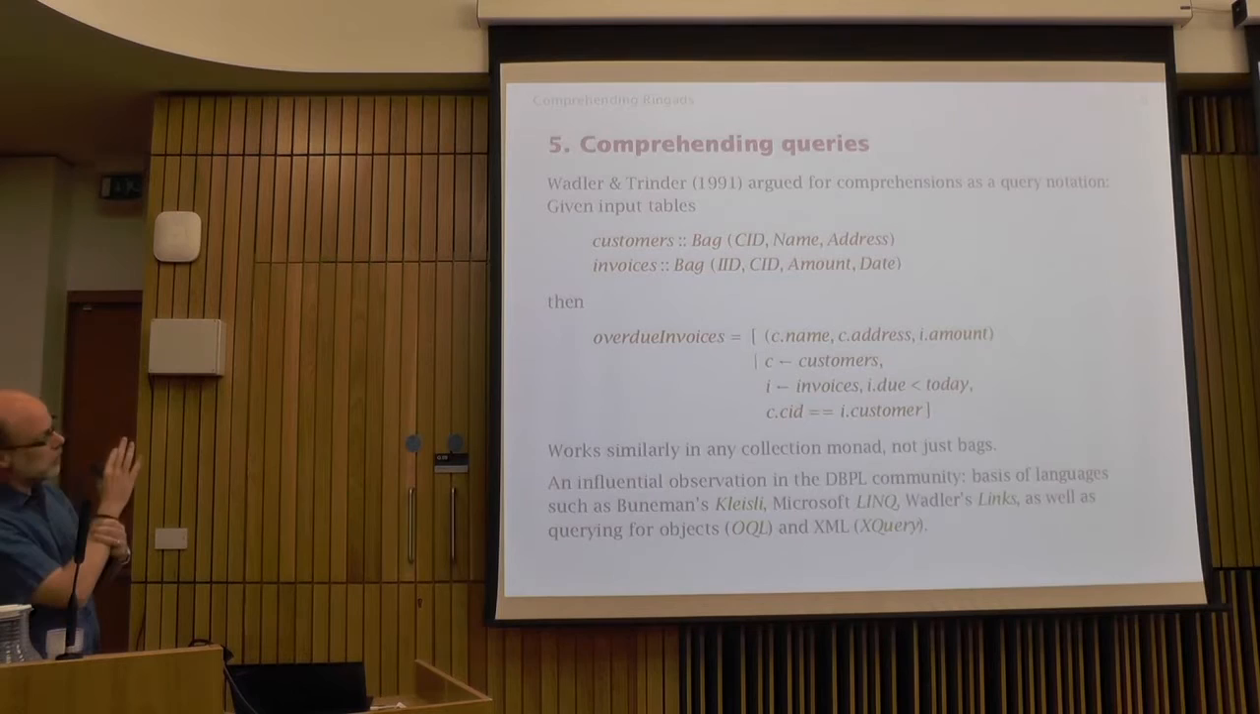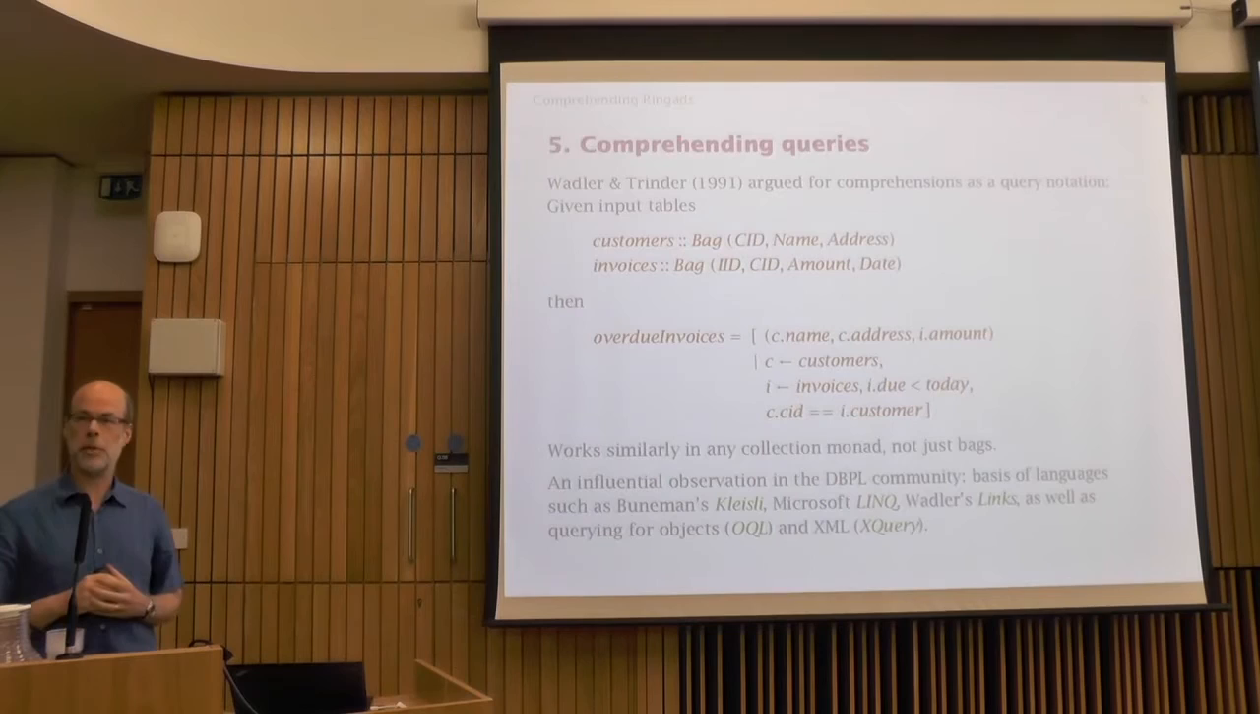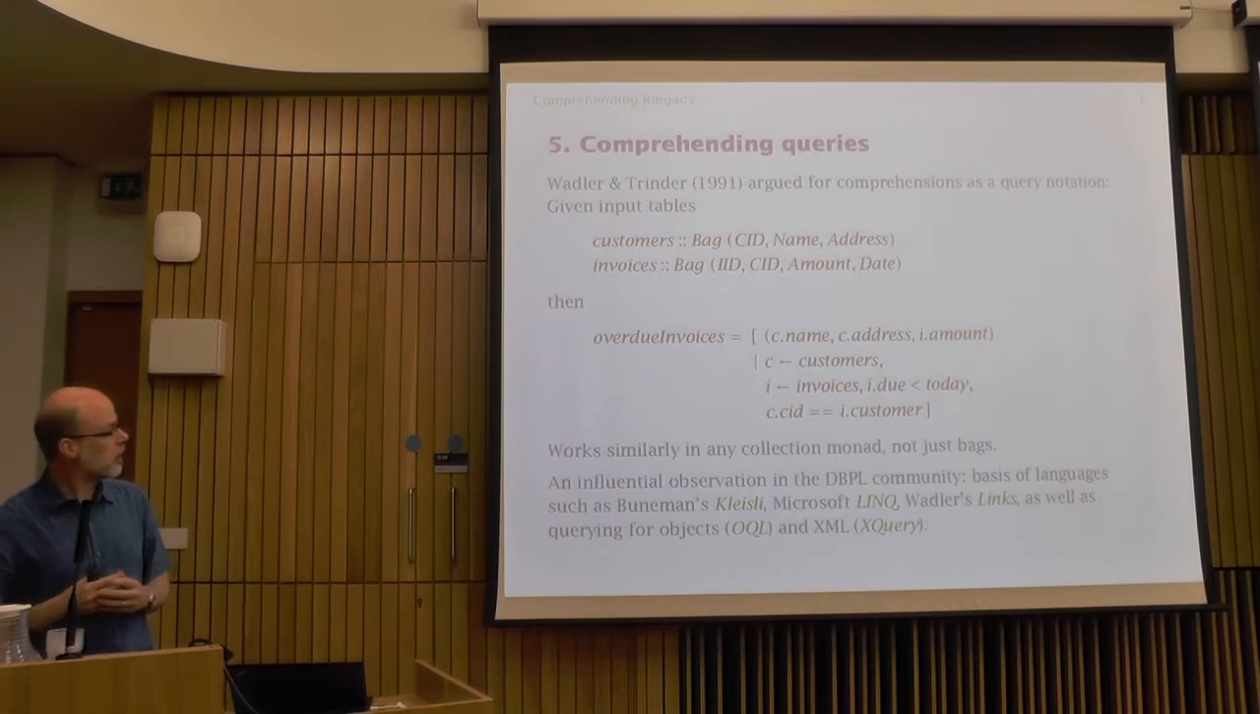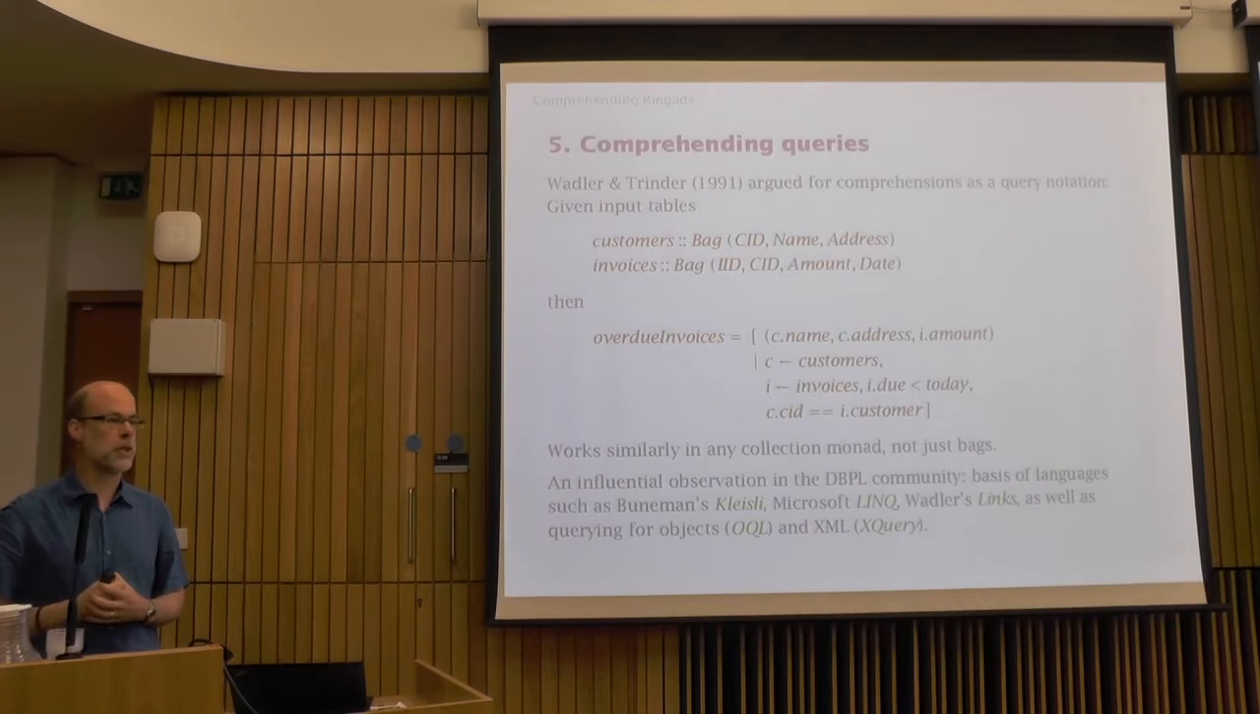Suppose I have a collection of customers who have customer IDs and names and addresses, and I have a collection of invoices. They have invoice IDs, they're for a particular customer, so they have foreign key customer IDs. And each invoice has an amount and a due date. Then here's a little query that computes all the overdue invoices. I take all my customers, C, I take all my invoices, I keep only the overdue invoices, so I keep the invoices whose due date is less than today. And then I keep only the pairs of a customer and an invoice that match on customer ID. And for each of those, I construct a mailing label for a letter that says your invoice is overdue.